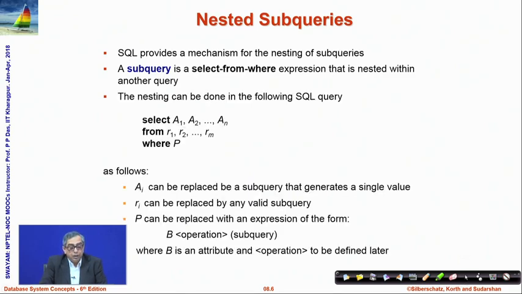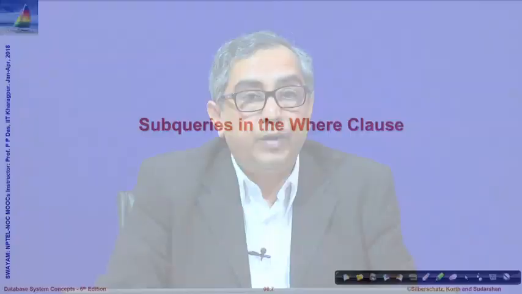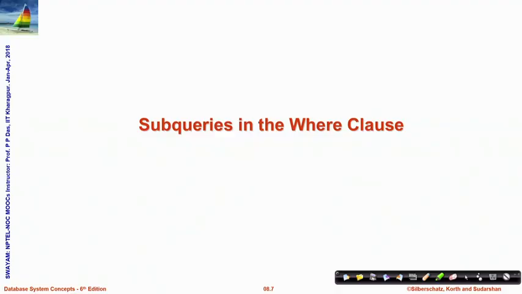So, that is a nested subquery. The nesting can be done in one or more of the three clauses that a select from where SQL query has. An attribute can be replaced, a relation can be any valid subquery, or a subquery could form the part of a predicate in the where clause. All of these are possible. So, we will discuss them one by one. First, we will start by discussing how subqueries work in the where clause.